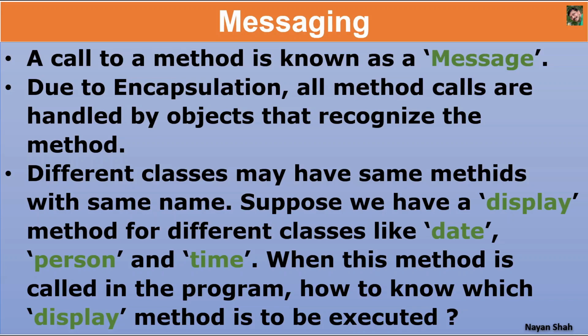Now when this display method is called, how does the program understand which display method is to get executed? That's a very important point to understand. When we have the same method defined in different classes, for example the display method, which is available in the date class, person class, and time class, and now if I execute the display method, how does the program know whether I mean the display method of the date class, person class, or time class?